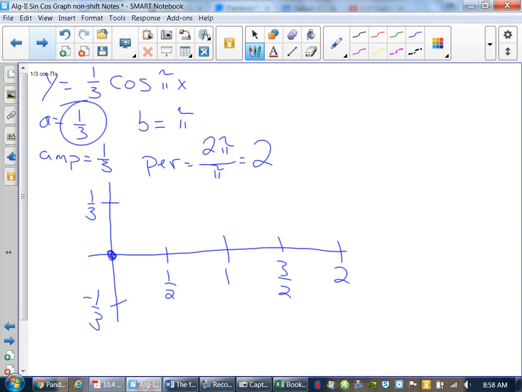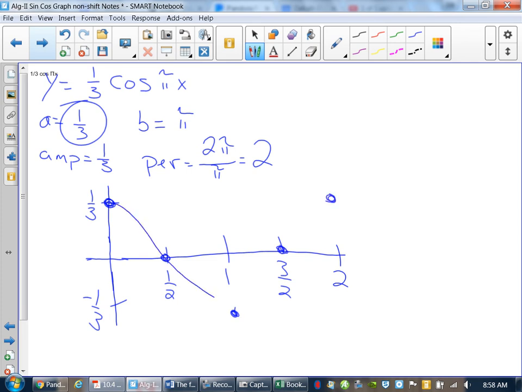So cosine. Oops, I don't know why I put a 0 there. Cosine always starts at its A value, and it rotates through. And there's your curve.